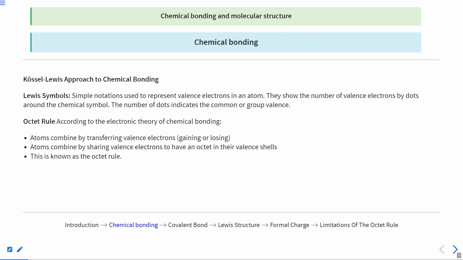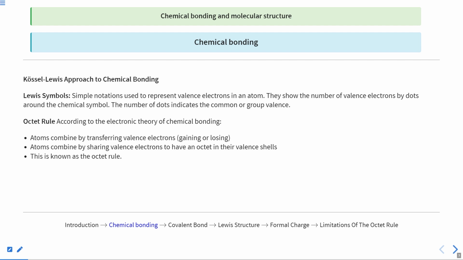Next is to show the number of valence electrons by dots around the chemical symbol. Suppose we have chlorine, it has seven valence electrons, so we will just put seven dots around the chlorine, and in that way we symbolize with the help of Lewis symbol. Now the number of dots indicates the common or group valence. Next is the octet rule. Okay, so these two things are very important to move to this approach of chemical bonding that is given by Kossel and Lewis.